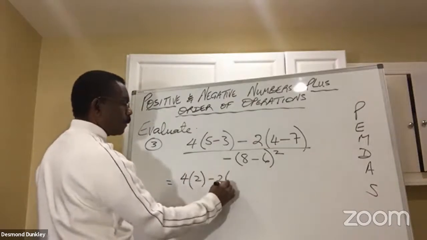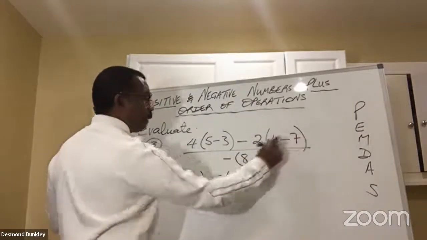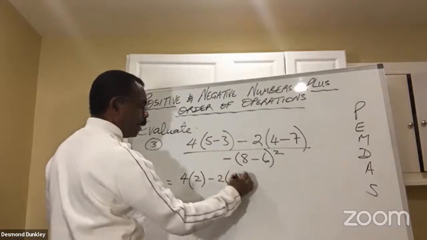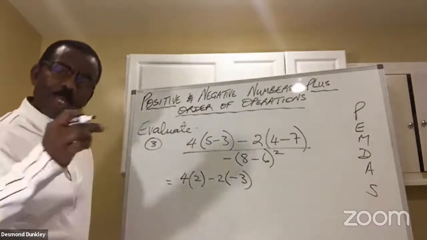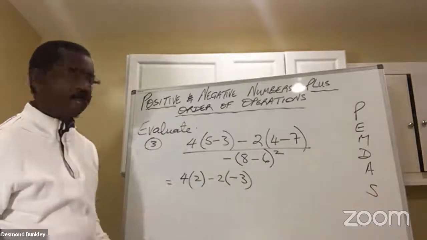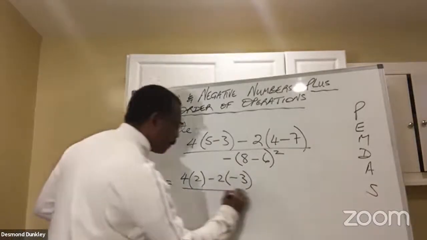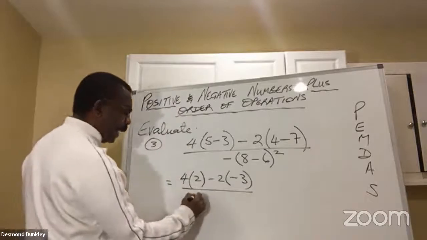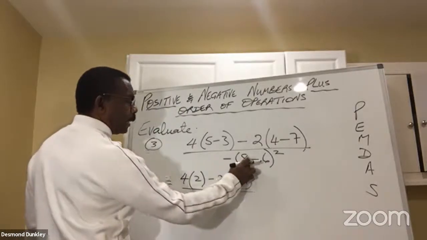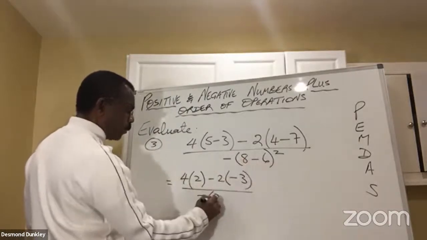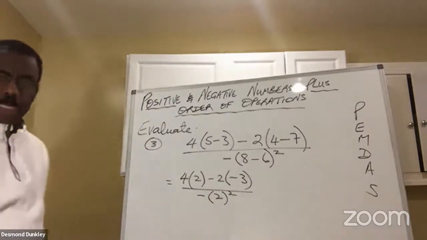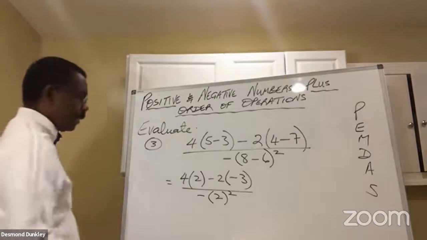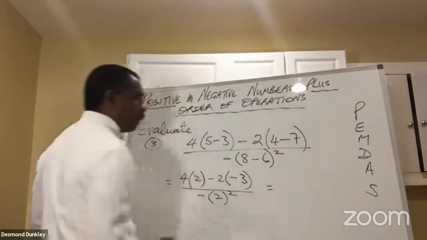Minus 2 times 4 take away 7 is negative 3. We're taking away a larger number from a smaller number. 4 take away 7, -3. And then at the bottom, what do we have? We have the negative of 8 take away 6 is 2 squared. We're getting there, we're getting somewhere. So what does that become?